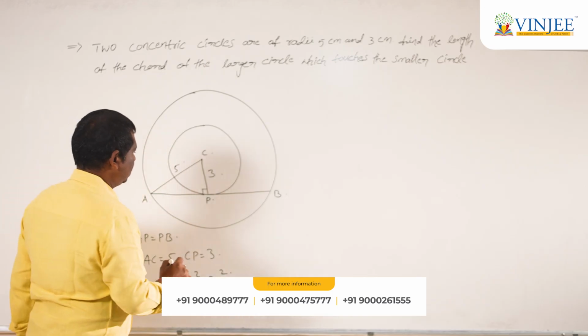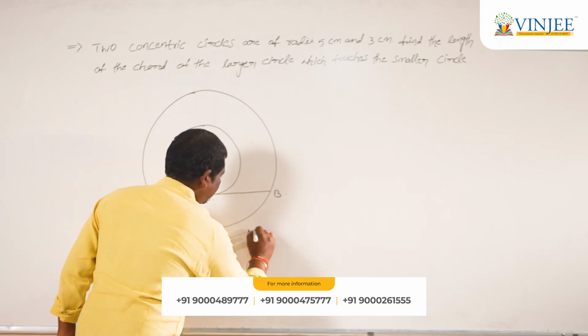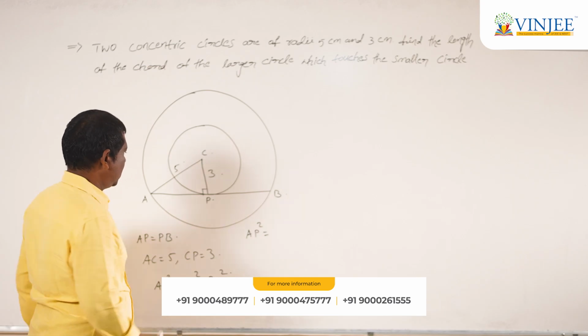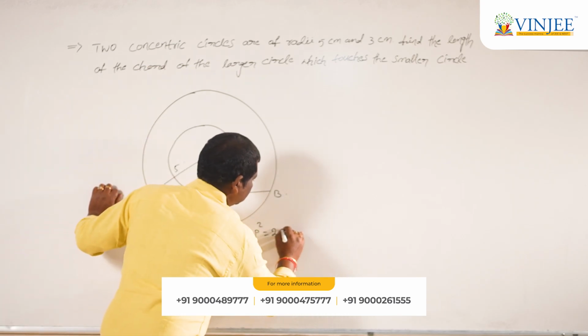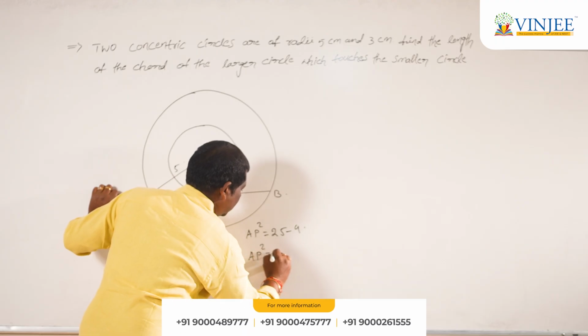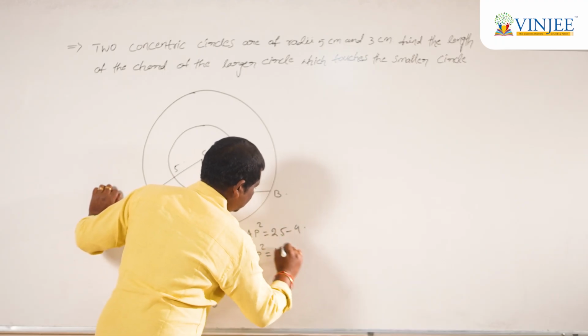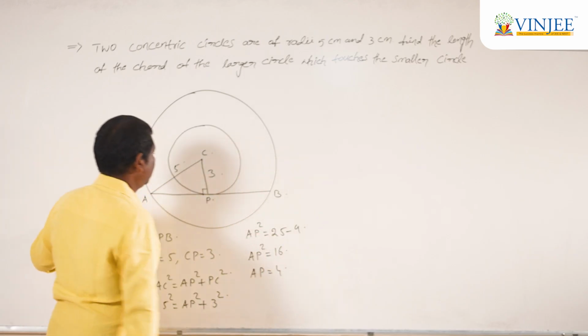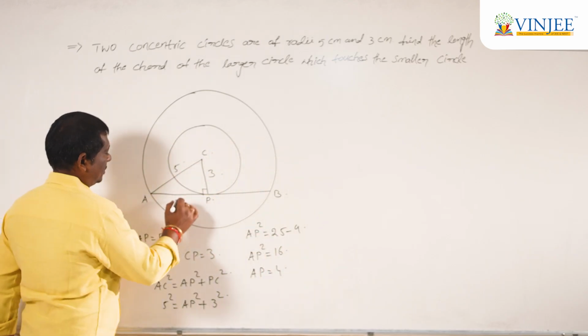Now here AP square should be equal to 25 minus 9. AP square should be equal to 16. AP, that value will be equal to 4.